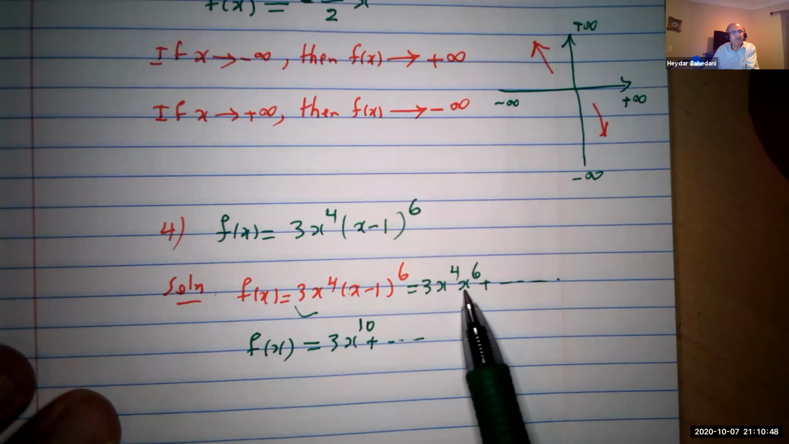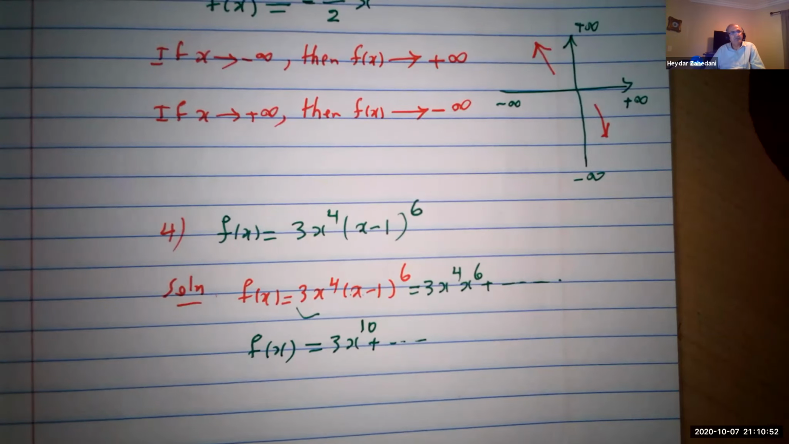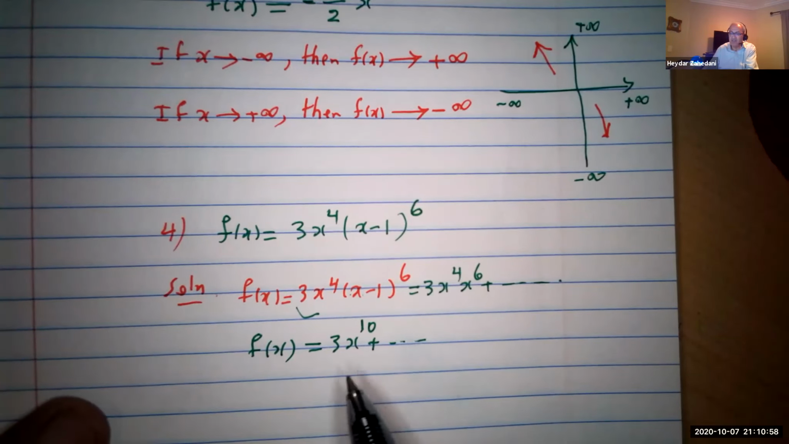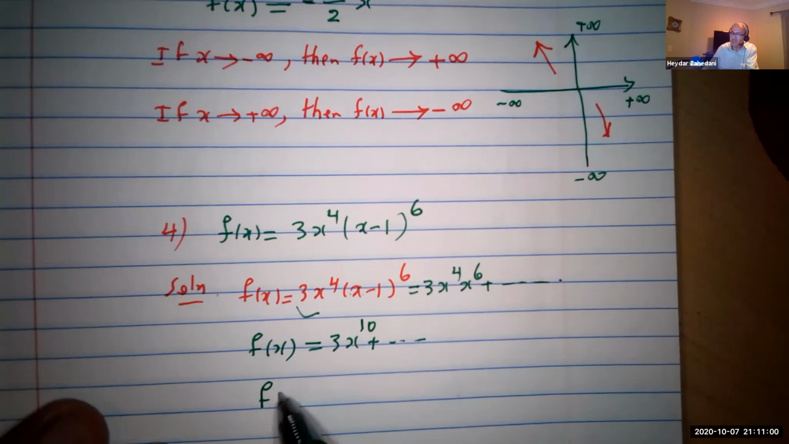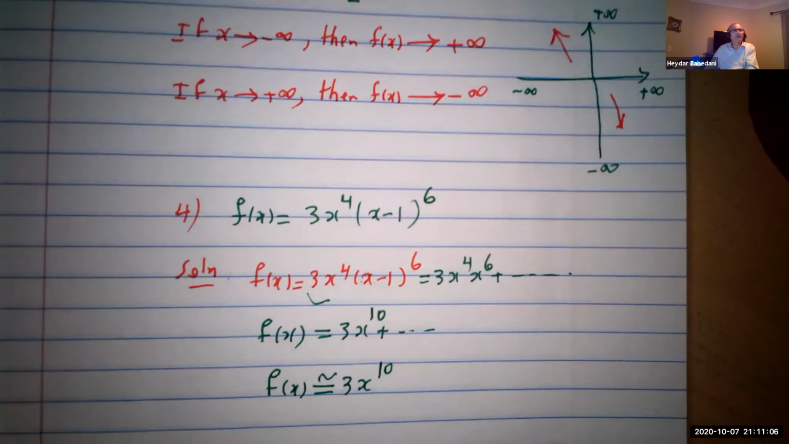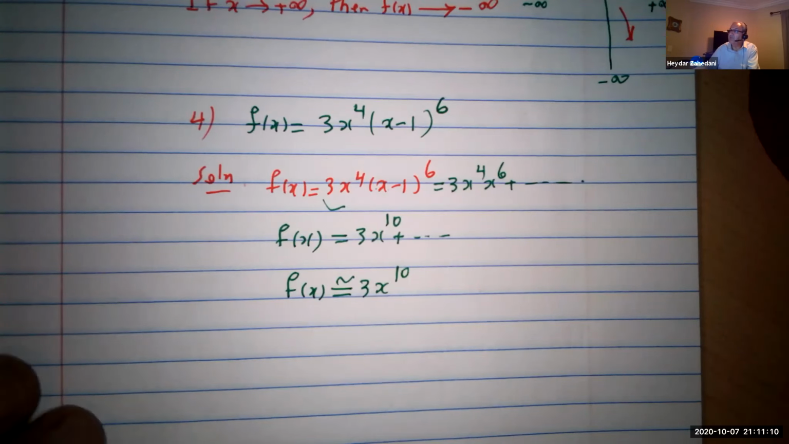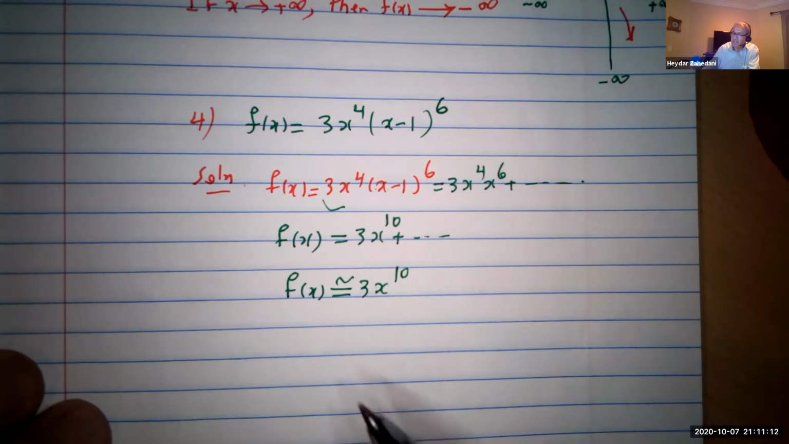Yeah, the highest. But we just need that power. So you don't need any other terms. Now you know that the indicator function, or the one that you shrink, is going to be 3x to the 10. So you're going to check the infinity on this one, which is going to be easy.